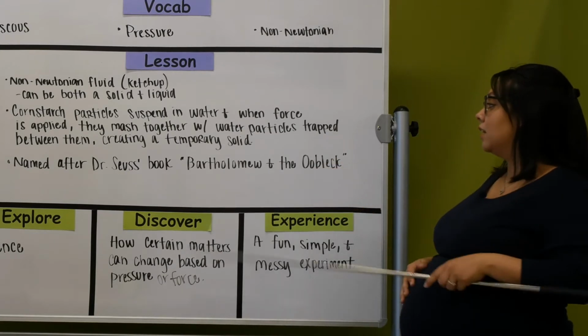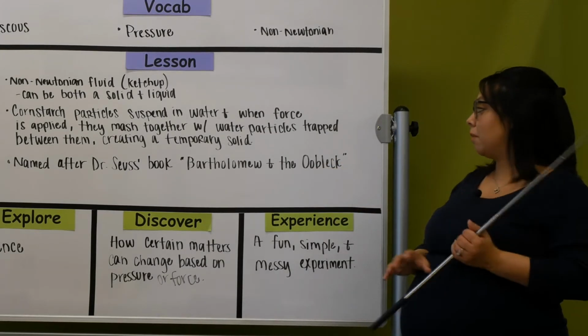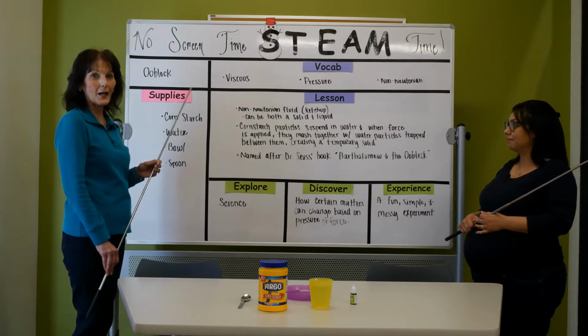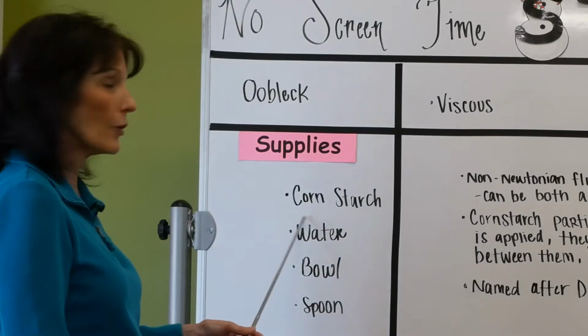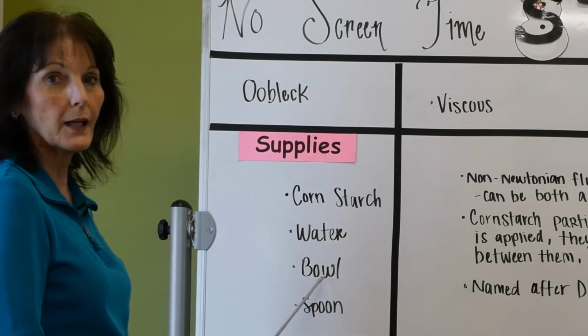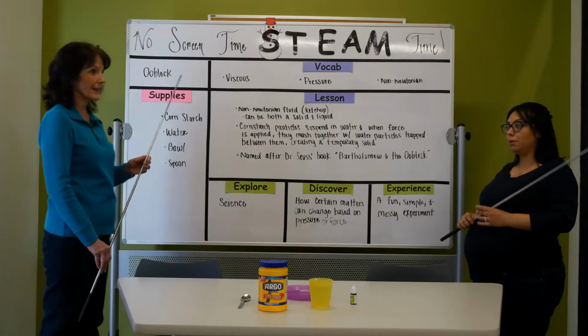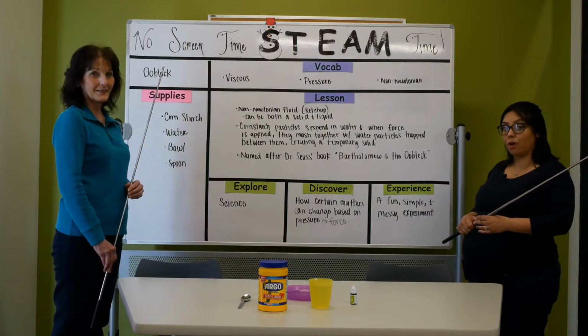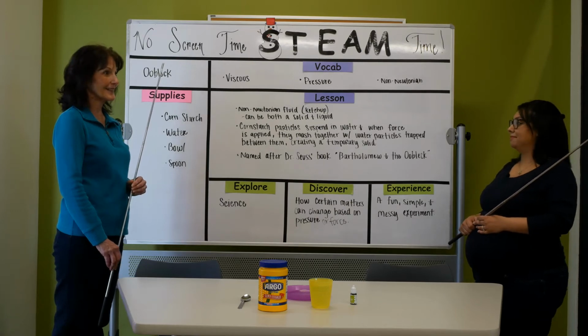It's really cool. And like I said, it's named after Bartholomew and the Oobleck by Dr. Seuss. So the supplies you will need for today are the cornstarch, water, a bowl, and spoon. Super simple, and we're going to be using a 1-to-2 ratio for the cornstarch and water. Sounds like fun. Let's get started.